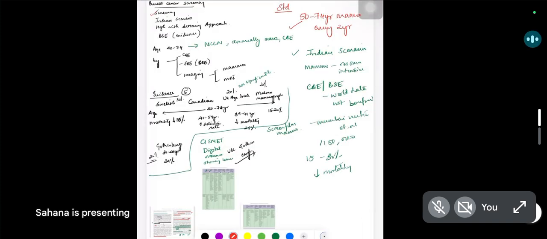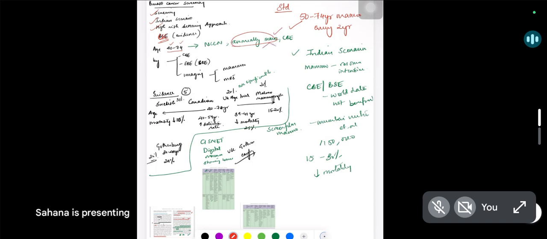We'll have to know the screening, that is the age of screening, modality of screening, and their adaptation for the Indian scenario, high risk screening, and evidence for clinical breast examination in India. So NCCN recommends starting at age 40 and stopping at 74 years, annually, and mammo is the recommendation.